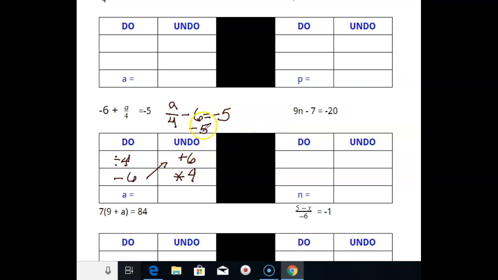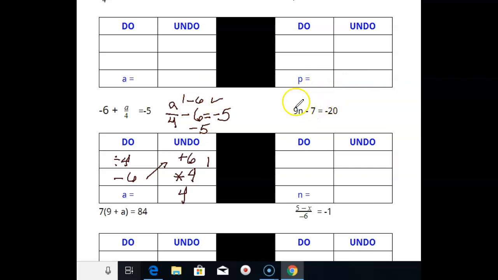So negative 5 plus 6 is 1. 1 times 4 is 4. Now I can check it. 4 divided by 4 is 1. 1 minus 6 is negative 5. It works. Here's a multiplication and a subtraction.